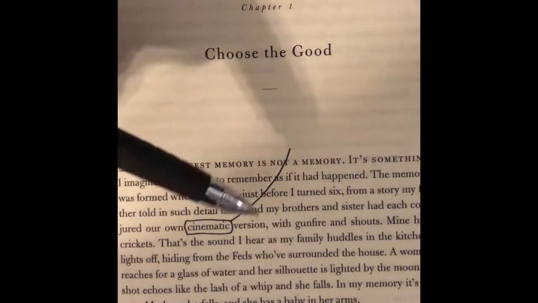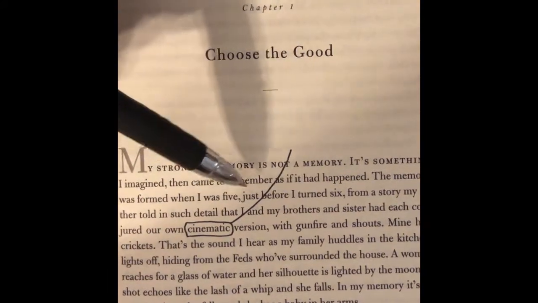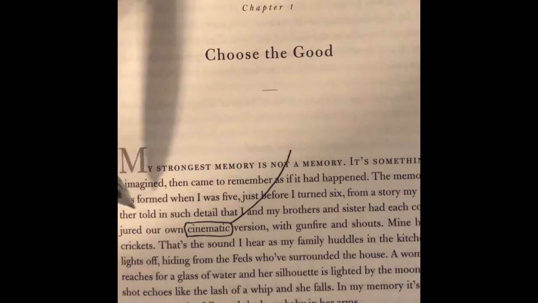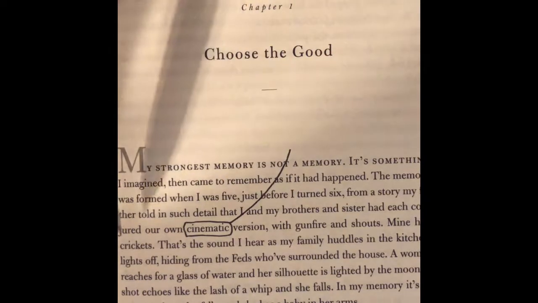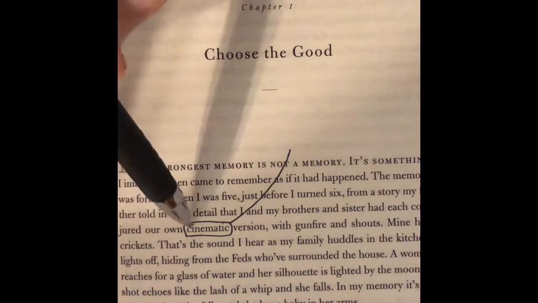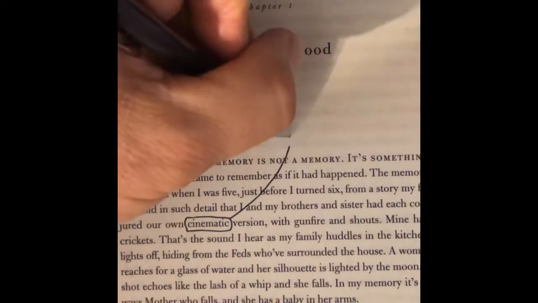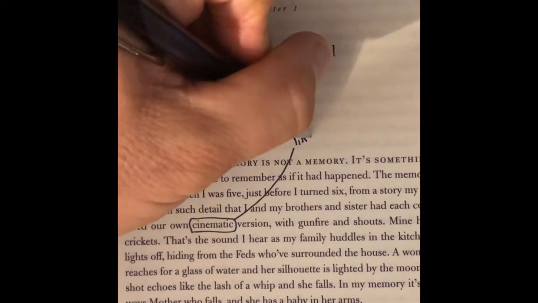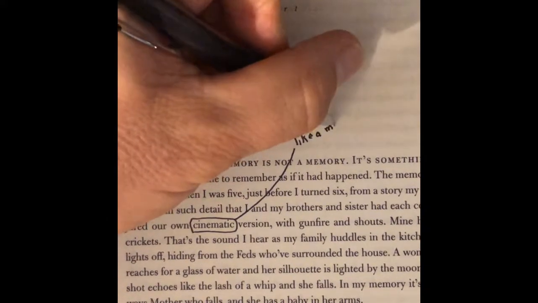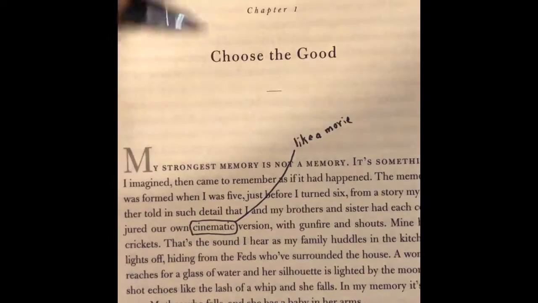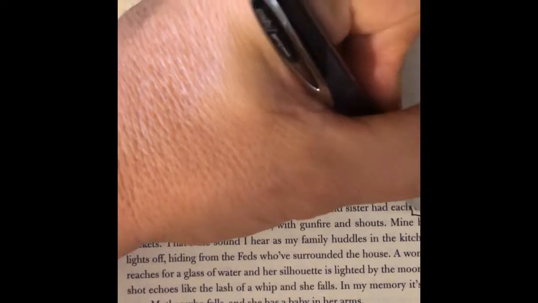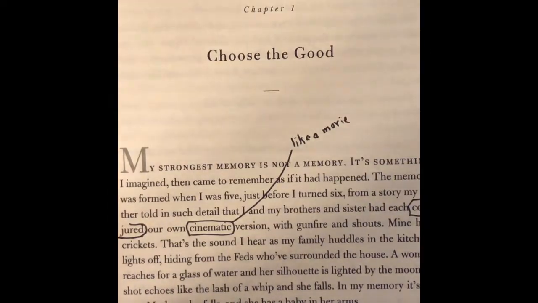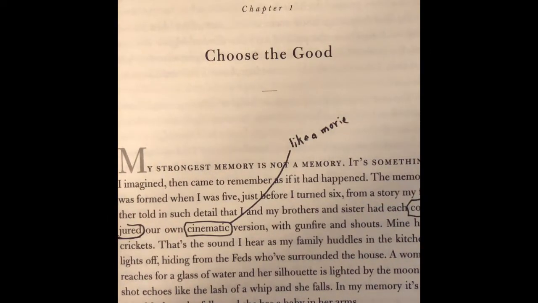So the sentence reads, "Just before I turned 6, from a story my father told in such detail that I and my brothers and sister had each conjured our own cinematic version." So I'm going to say that's like a movie. There are other words you can look up too. For example, conjured definitely jumps out. That's another word we could look up. So you're never locked into just 5 annotations on one page, but it's a good gauge.